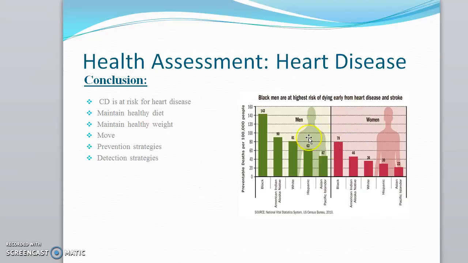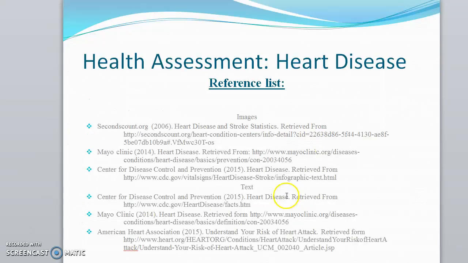Because the patient is African American, I got this graph from the National Vital Statistics System, US Census Bureau 2010. You can see black men are at highest risk of dying early from heart disease and stroke than other groups, and then you can see the breakdown of different groups over here. And that essentially concludes my presentation.